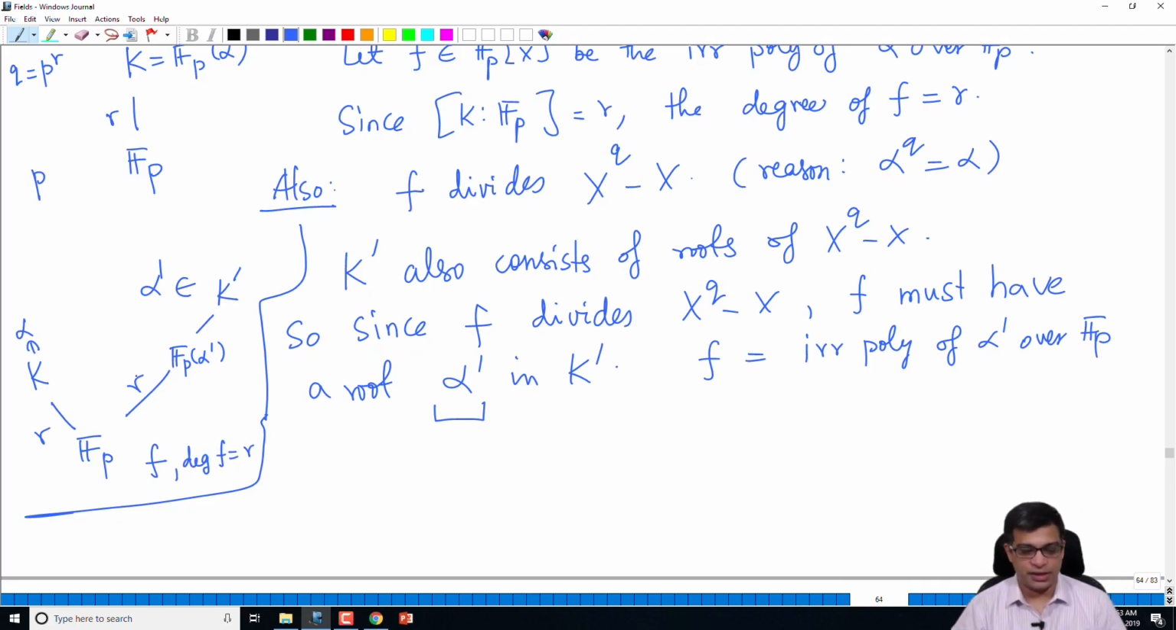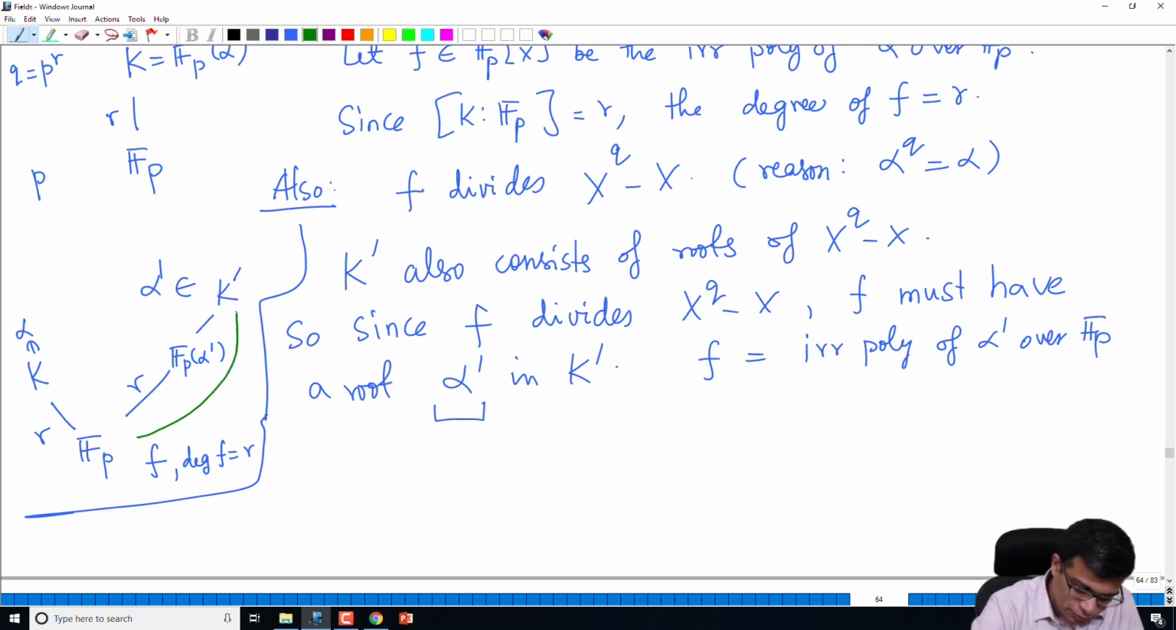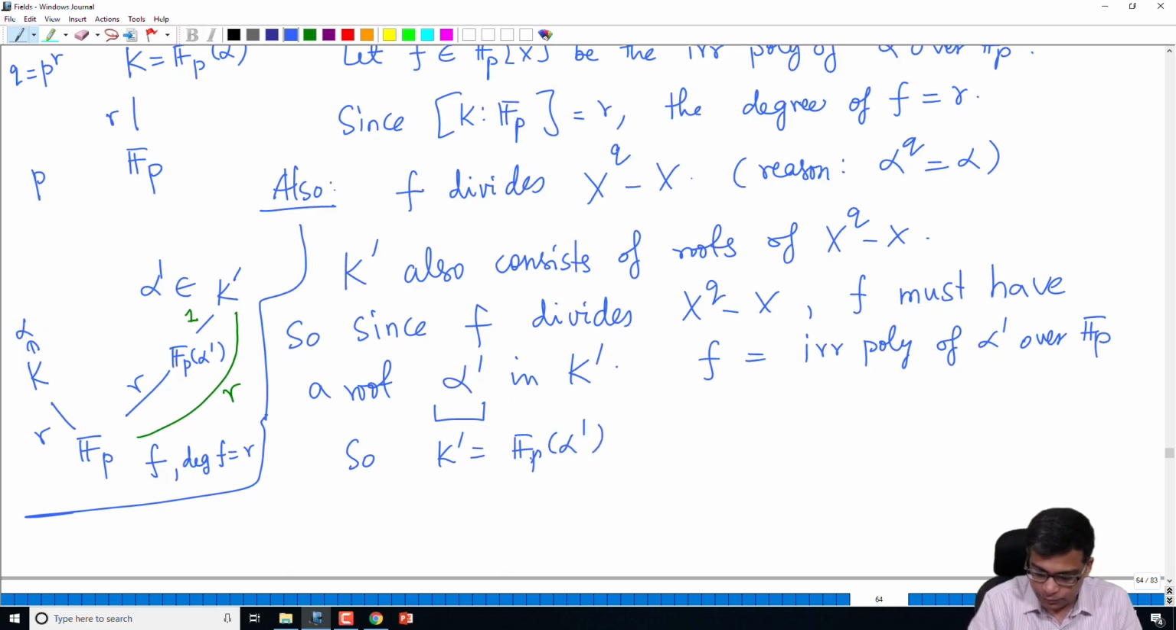The degree of an extension generated by a single element is equal to the degree of that element. But this whole thing is also r, right? That is because k prime has q elements, which is p power r, so this is r. That means this must be 1. When is the degree of a field extension 1? So k prime is equal to Fp(alpha prime).